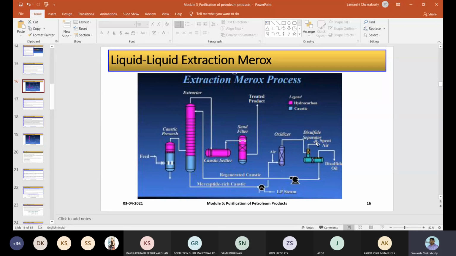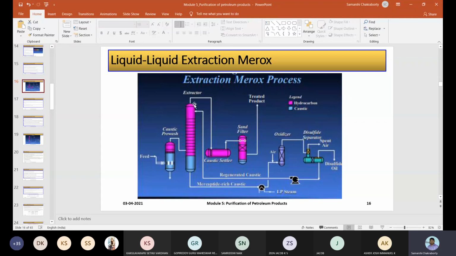The disulfide separator will be working here, then the spent air will be there, and from the bottom of this disulfide separator you get the regenerated caustic, because the mercaptide-rich caustic we have sent to the oxidizer. After the oxidation process, we have been able to produce disulfide, and after the separation has been done, disulfide has been separated here. The bottom part, which is none other than my caustic, which we have regenerated using oxidation and this separation process, you can again send back to your regenerator section.